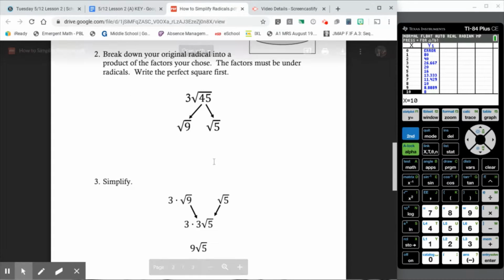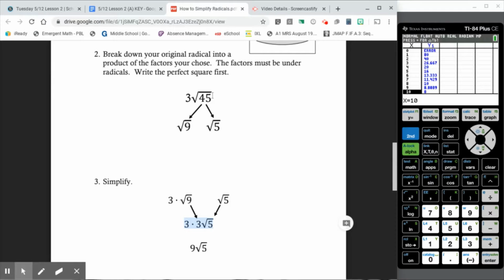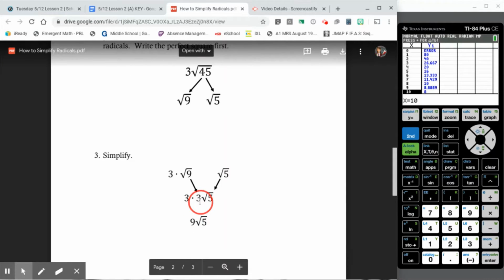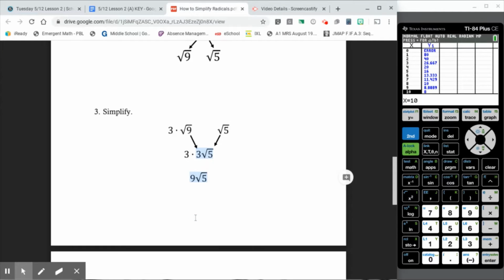We can simplify the square root of 9 to 3. So now I'm down here. We cannot simplify the square root of 5. So we have 3 radical 5 as my simplified radical, but I've got that 3 out in front. Do you see how the 3 is smushed up next to the radical? That means we're multiplying. So then we just multiply the outside number that came from simplifying with the original outside number. So 3 times 3 gives us 9 radical 5. And that's how we simplify radicals.